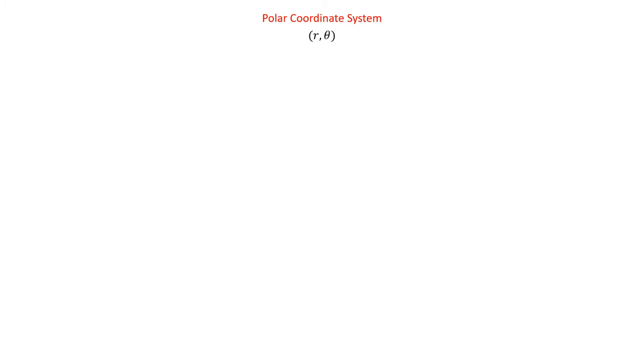Radar does this, like the plane or the ship is the center, and it's looking to see what's out there, how far is it from where they are, and at what angle is it. And so that's the r, comma theta.